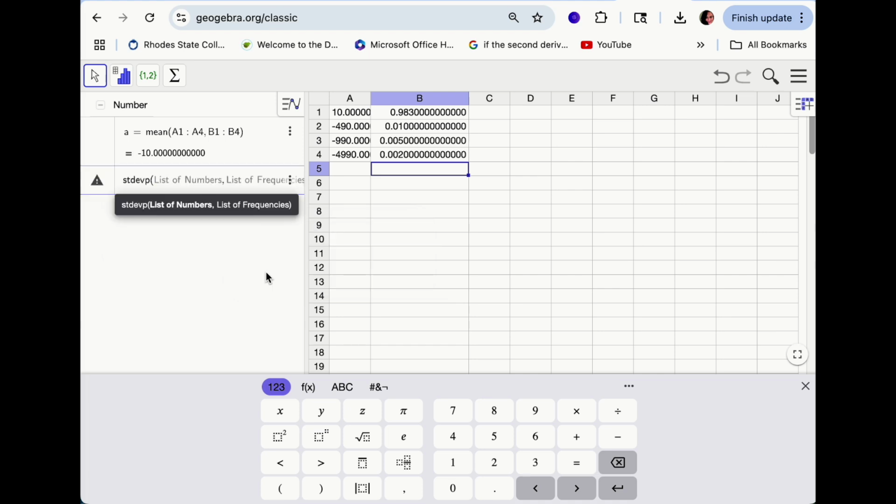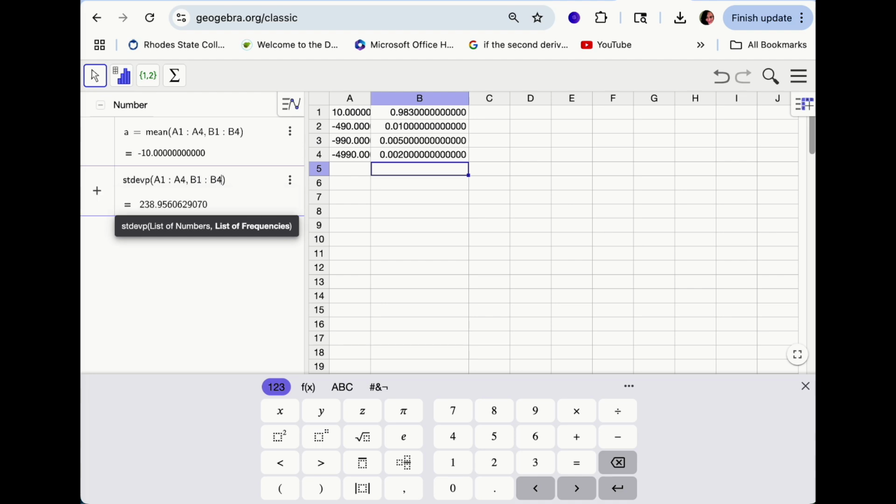And I'm going to do the same thing. I'm going to tell it that my values go from A1 to A4. And my list of frequencies, that's my probabilities, that goes from B1 to B4. Then I'm going to hit enter, and it's going to give me that my standard deviation for this probability distribution is 238 if we round it to two places, 0.96.